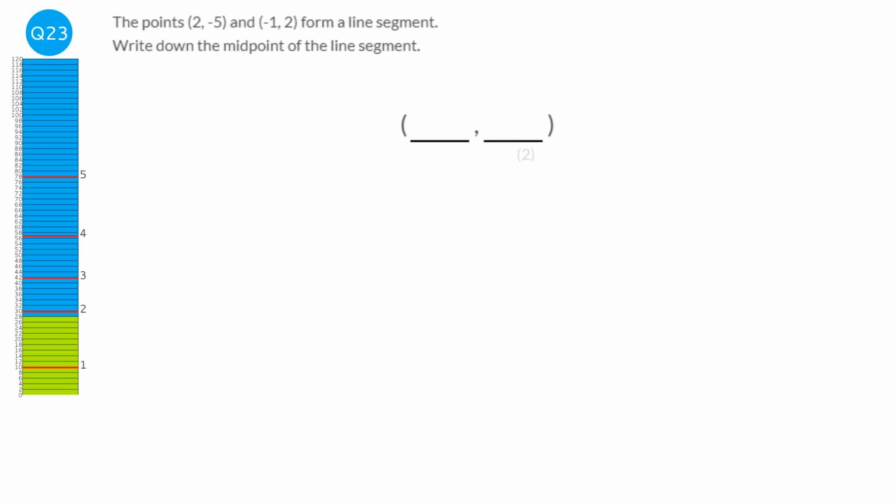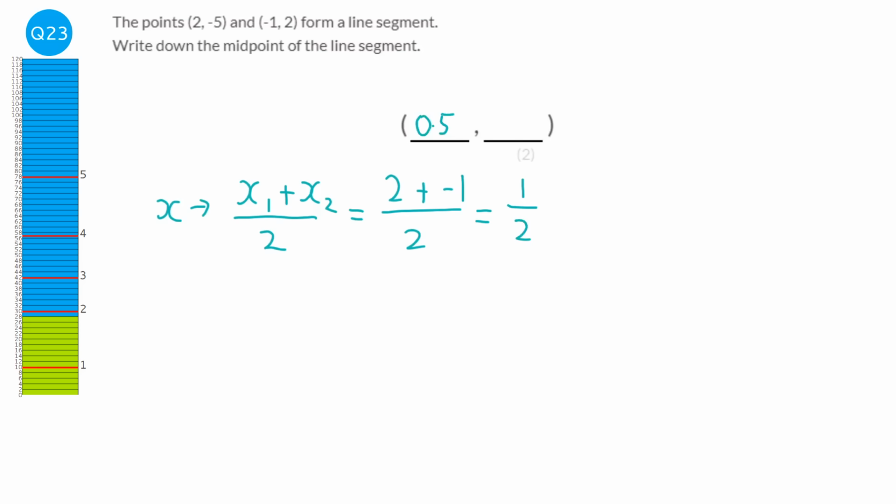To find the midpoint, we can use this simple formula. We're going to start off by finding the midpoint for the x component. The formula is just adding the two x coordinates and dividing by 2. So we're just going to add the two x coordinates together. So we've got 2 plus minus 1, divided by 2. And that's going to be 1/2, or 0.5.